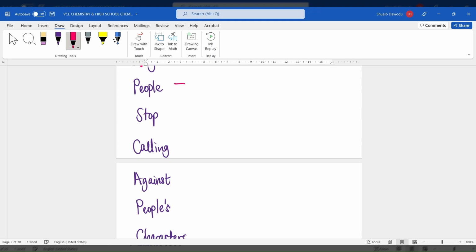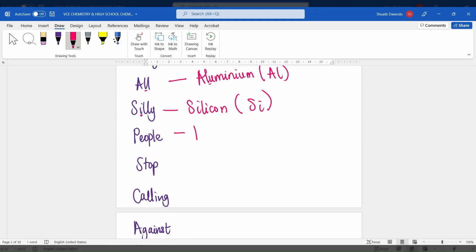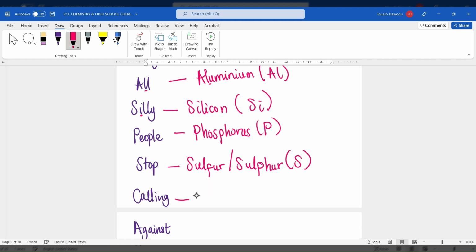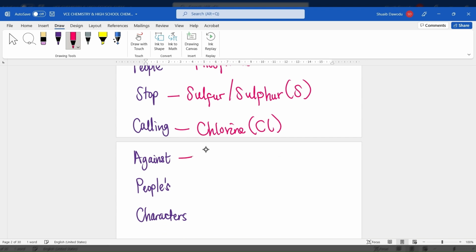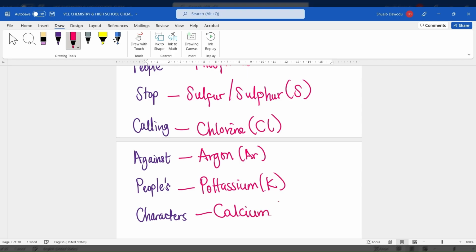We have people, which is simply phosphorus, which has the symbol P. We have S, which is simply sulfur, which has the symbol S. We have choline, which is simply chlorine, which has the symbol Cl. And you have against, which is simply argon, and it has the symbol Ar. And peoples, which is simply potassium, which has the symbol K. And of course, characters, which is simply calcium, which has the symbol Ca.